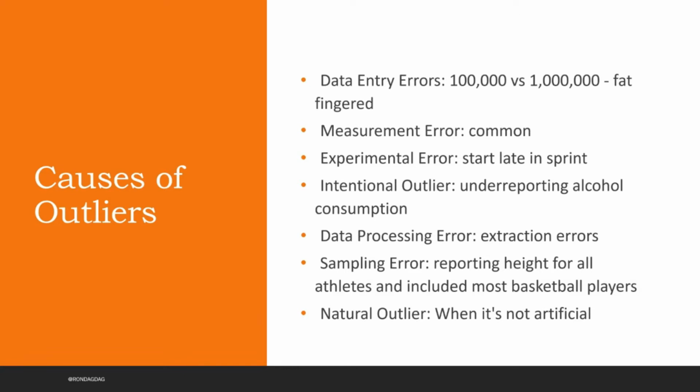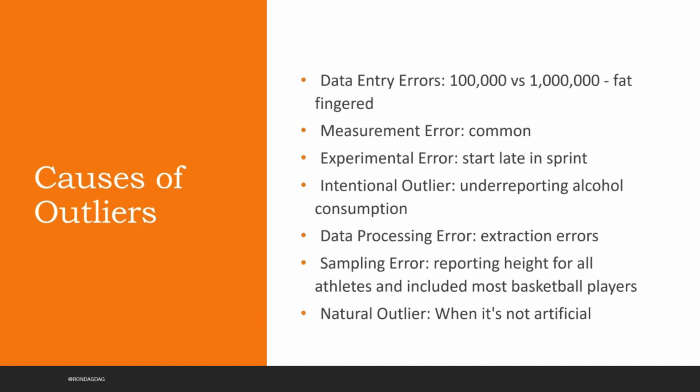Intentional outlier would be something like, we talk about underreporting of alcohol consumption by underage kids. It's more of an intentional side. Data processing error would be extracting from one data set to another data set, and how that can cause some problems. Sampling errors. This one is where you're trying to report the height of all the athletes, but a lot of your data set is basketball players, so it's skewed towards that.